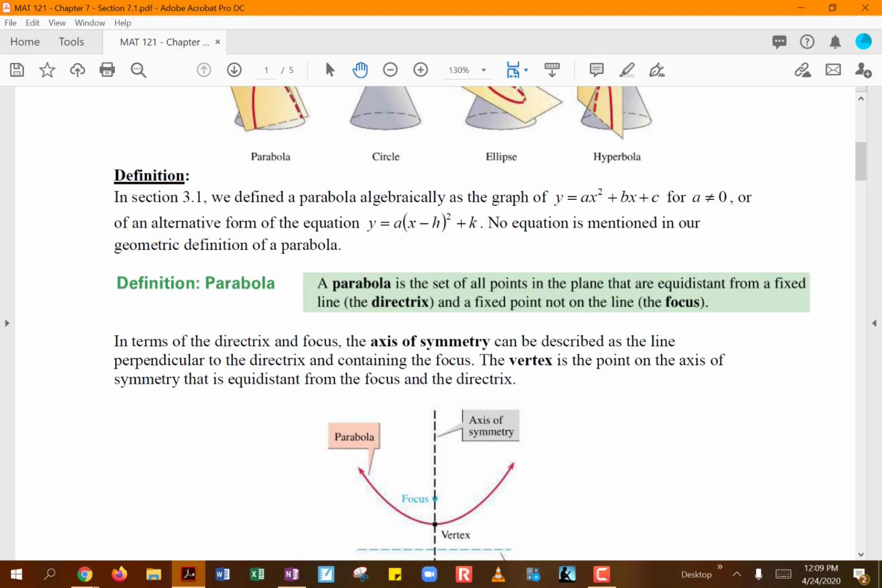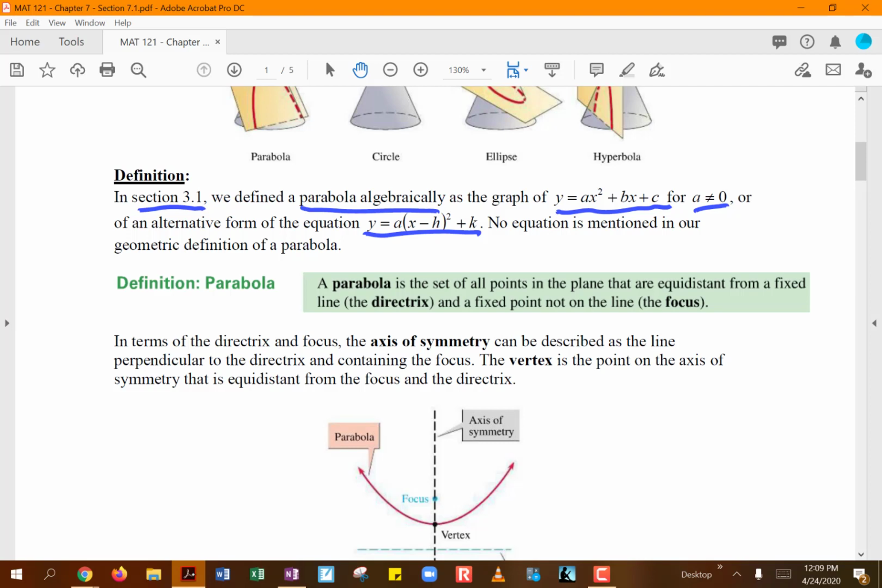So of course in section 3.1, we defined our parabola algebraically as the graph of y equals ax squared plus bx plus c, where your a value is not equal to 0, or we also talked about it in the transformation form as y equals a times (x minus h) squared plus k, right?